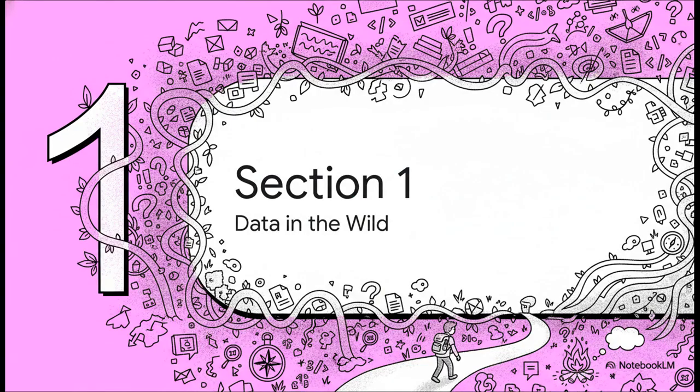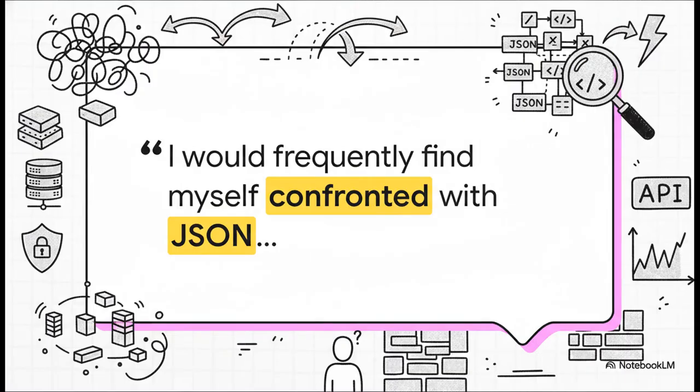All right, first up, section 1, data in the wild. Before we can tell any kind of story, we have to actually find our data. And that means heading out into its natural habitat, which, let me tell you, is often messy, unstructured, and frankly, a little bit intimidating. As Mark Dupuy from FOBI puts it, data professionals are often confronted with formats like JSON.